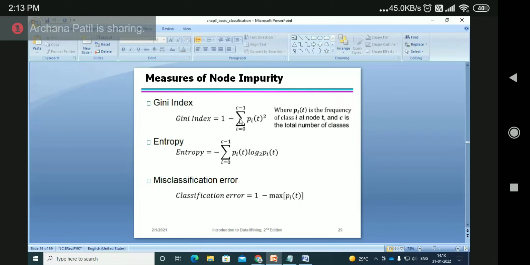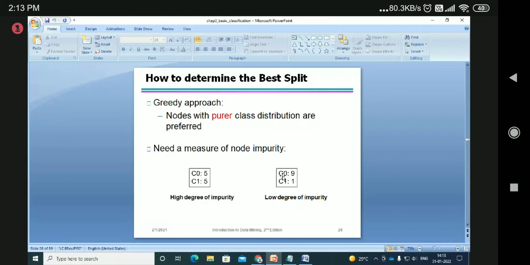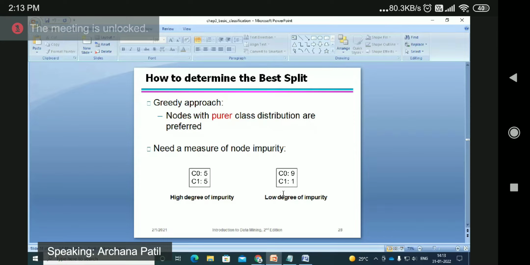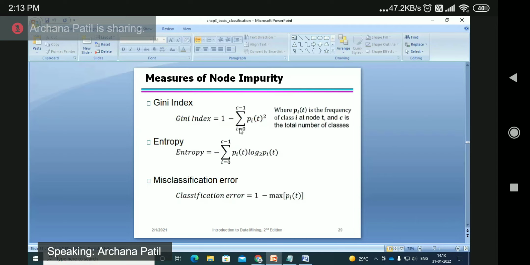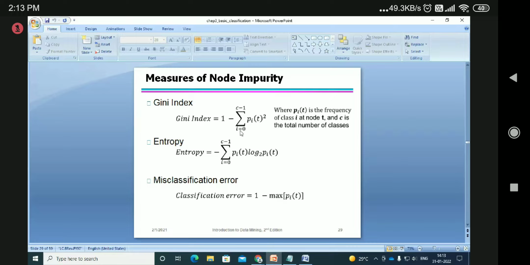If you have a look at the Gini index formula, you have different classes, right? Here it's only two classes, but you can have more than two classes also. Here i represents each class, and there are a total of C classes. That's why i goes from 0 to C minus 1. So we calculate 1 minus this value, computed for each class. And what is that value? p(i|t). So what is p(i|t)? It is the frequency of class i at a node t.